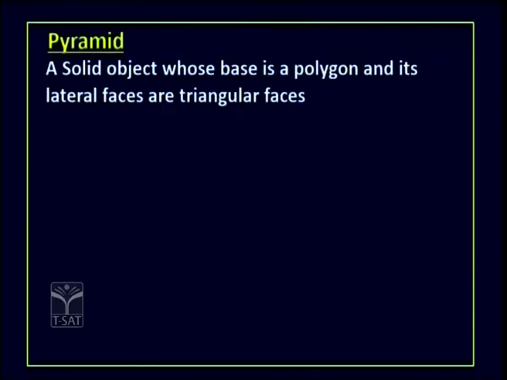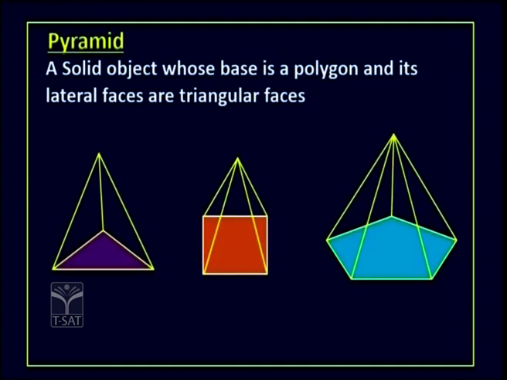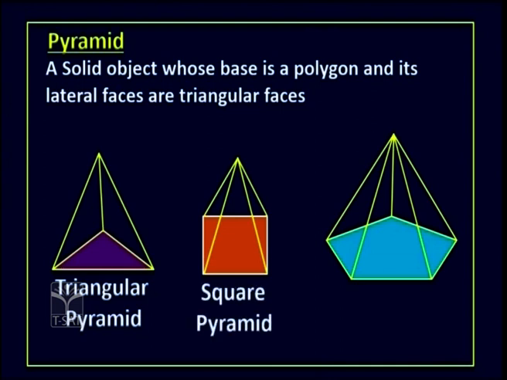Okay children, now let us understand what is a pyramid. A solid object whose base is a polygon and its lateral faces are triangular faces. Children, here I am taking 3 pyramids. The first one is having triangle base, so we have to call it a triangular pyramid. Second one square base, so we have to call it a square pyramid. Third one pentagon base, so we have to call it a pentagonal pyramid.